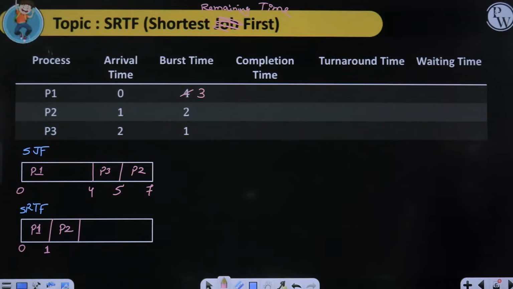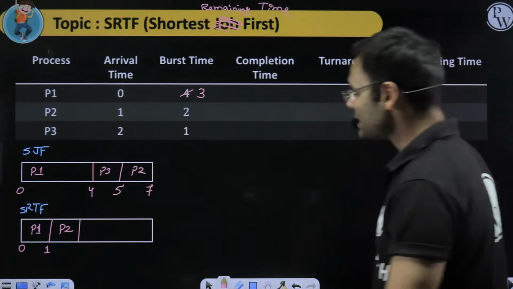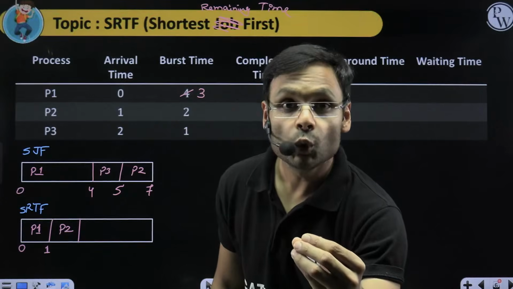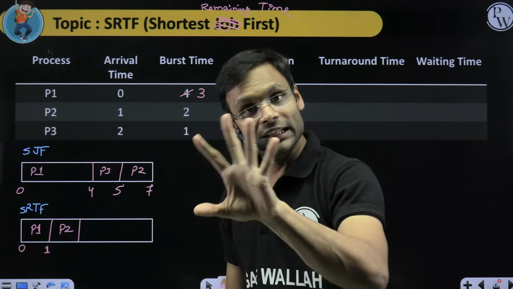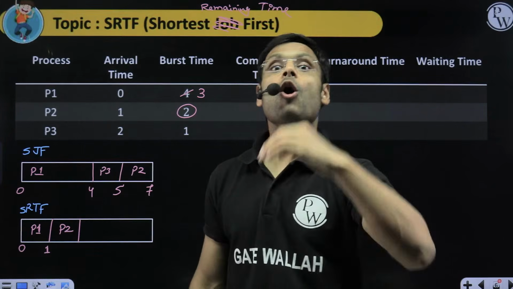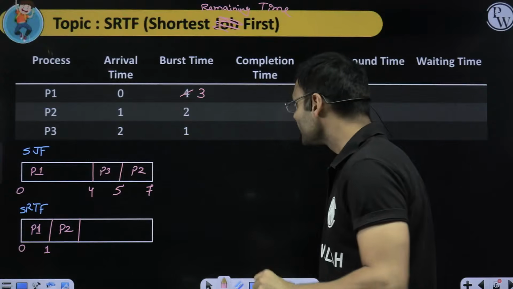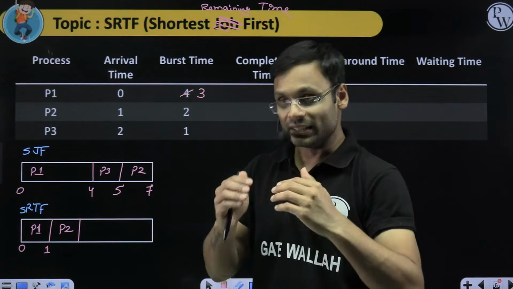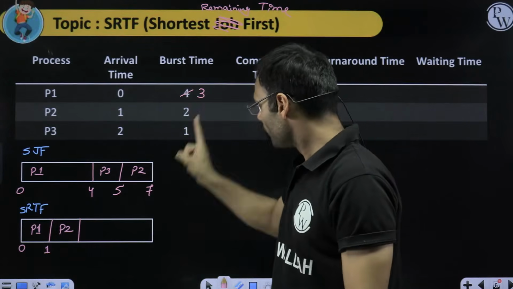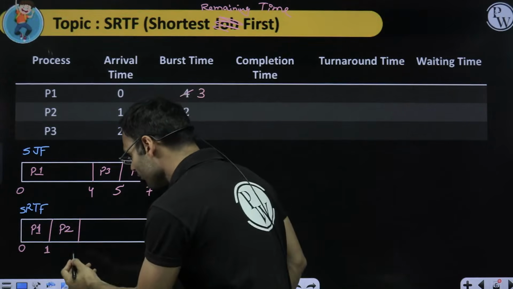Are you getting this point? P1 is preempted here and P2 is executed, or P2 is given CPU. Now if P2 is given CPU, I will run P2 till either P2 completes for two time duration, or before that, the next process arrives, then till that time. So if I run P2 completely, 1 plus 2, till 3 I will run.